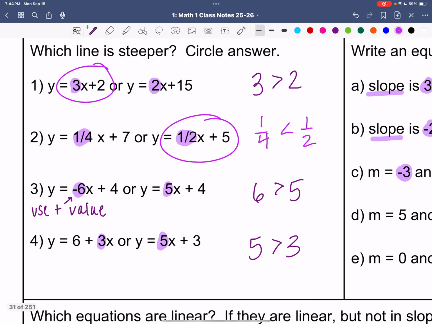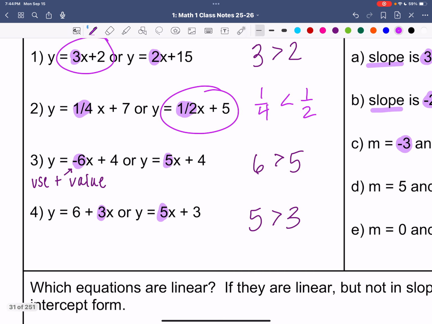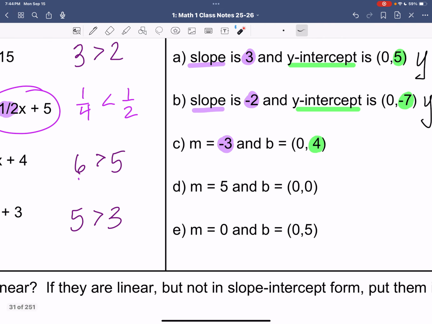All right, now look at number 3. For number 3, if you notice it has a -6 here, we don't care about the negative. We're going to use the positive value, so you want to think of it almost like the absolute value. So we're going to do 6 and 5, so circle which one is greater. And then you're going to do the same thing for those two.